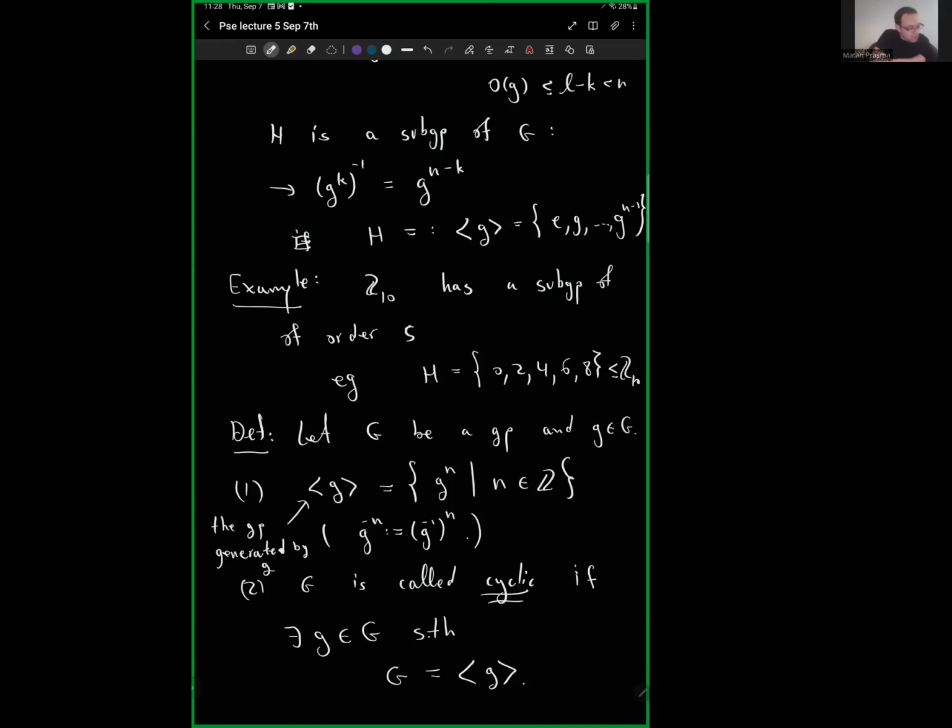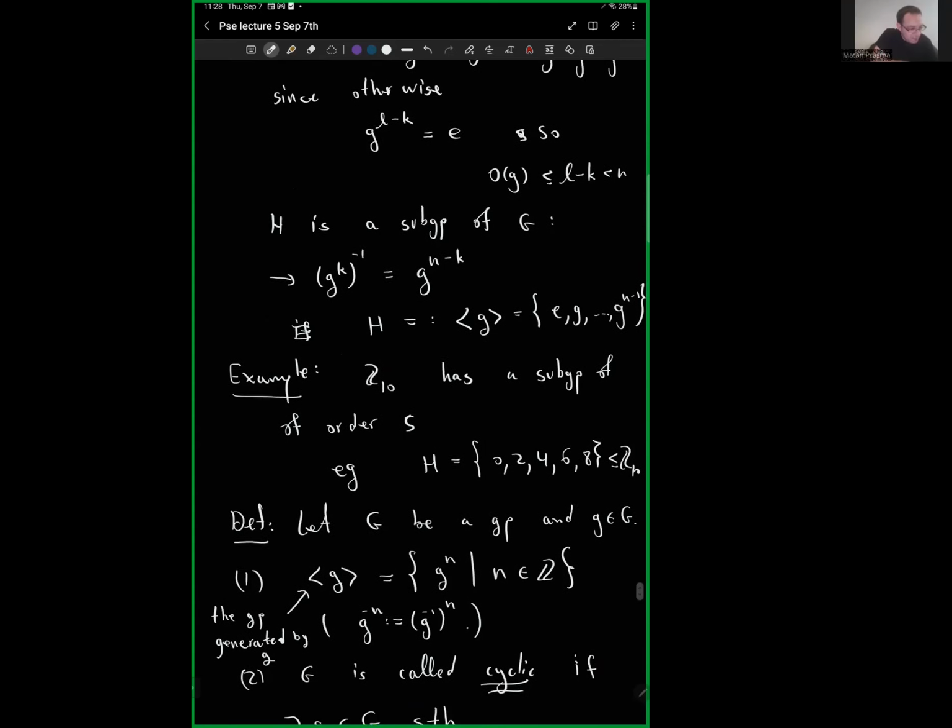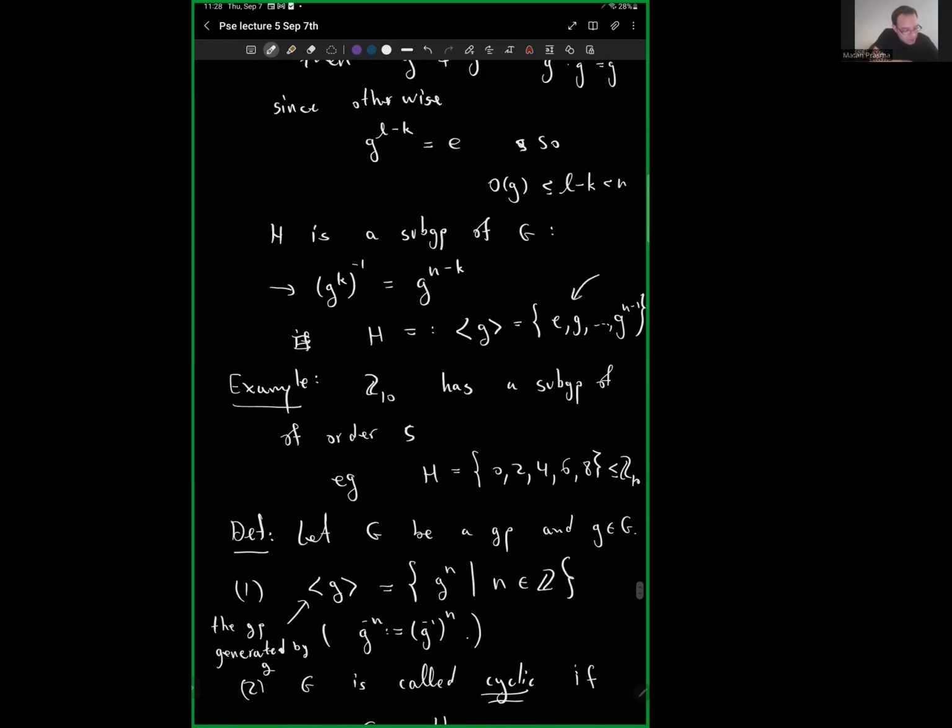Okay, notice the difference here. The triangular brackets give all the integer powers of g, and in this case we took all the non-negative powers of g. Can someone say why these two are equal? In the case we discussed, in the finite group case?